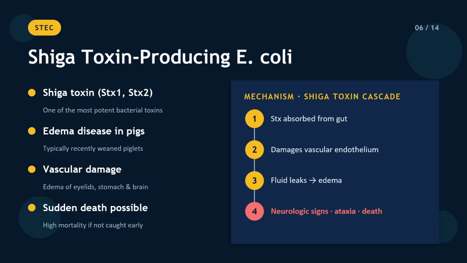STEC produces Shiga toxin, one of the most potent bacterial toxins we deal with. In pigs, STEC causes edema disease, typically in recently weaned piglets. The toxin damages blood vessels, leading to edema in the eyelids, stomach, and brain. Clinically, you may see neurologic signs, ataxia, or sudden death. This is a high mortality disease if not caught early.